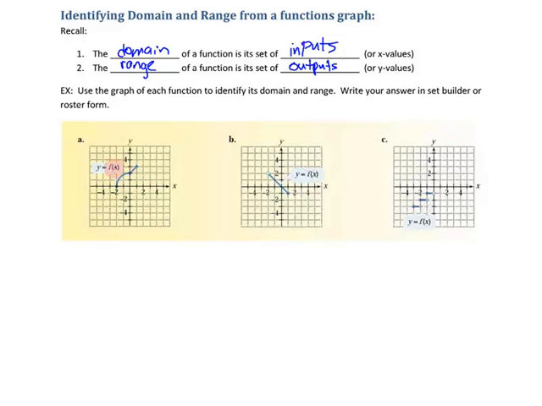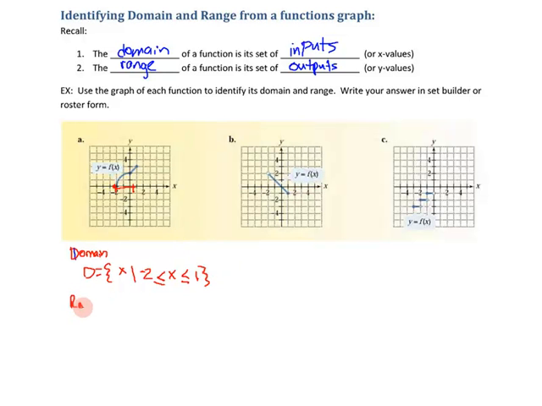So in looking at this, the correct domain on part A would be the set of all the x's, and notice it's the x's that start here and go all the way up to here. Okay? So that would be an x that's bigger than or equal to, because there's a closed dot here, -2, and less than or equal to +1. That is your set of inputs, or your domain.